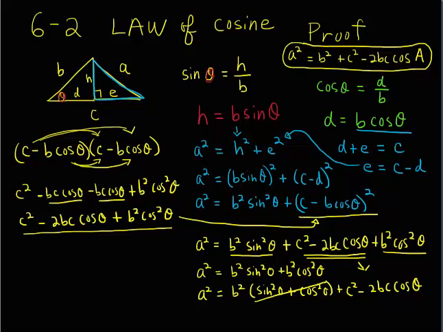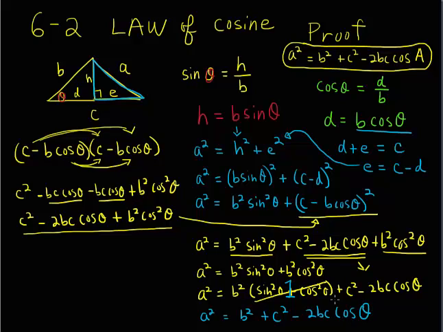So let's go back to blue again. We're going to put 1 right there. That's 1. That's the Pythagorean identity, right? That's 1. So we're going to get our final a squared. 1 times b squared is b squared plus c squared minus 2bc cosine theta.